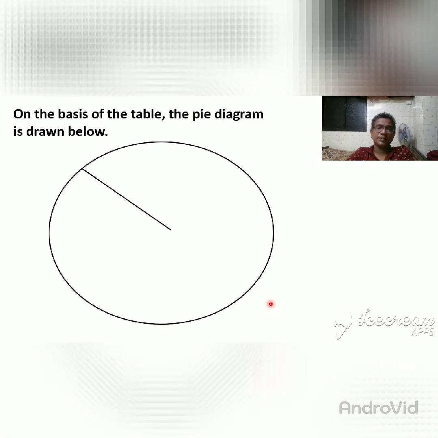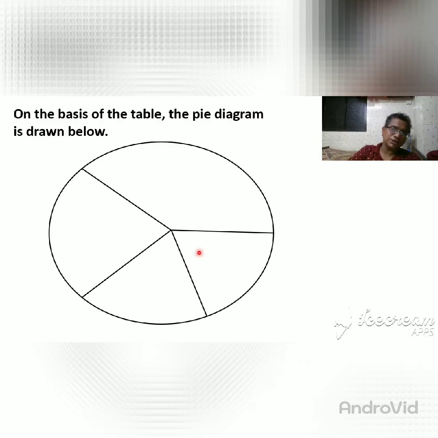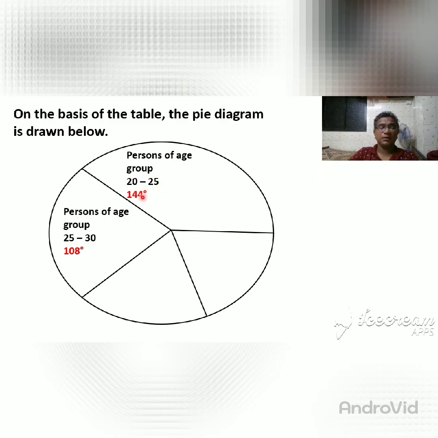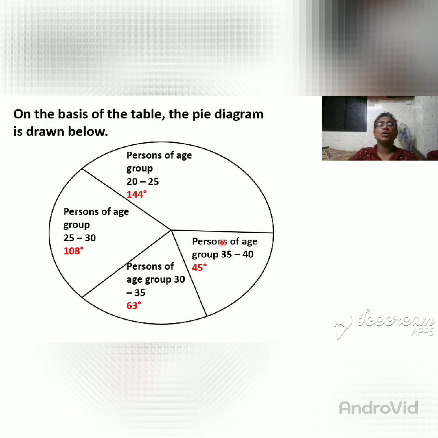Okay, so that diagram can be shown with the help of a protractor. You find and take the angular measure in such a way, and after taking the angular measure we can give names. This is persons of age 20 to 25, so 144 angle. Then persons of age 25 to 30, 108 degree. Then persons of age 30 to 35, 63 degree. And last, persons of age 35 to 40, 45 degree. Okay, in such a way we can draw the diagram.